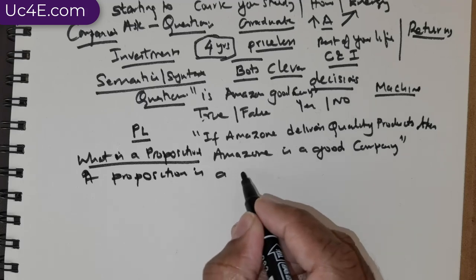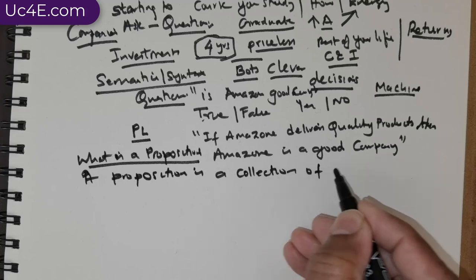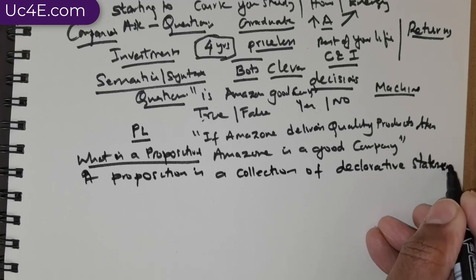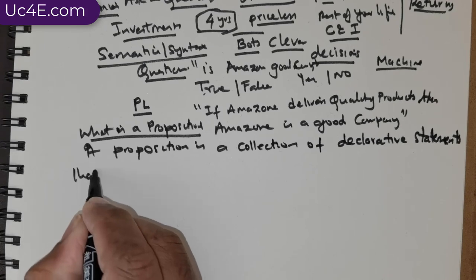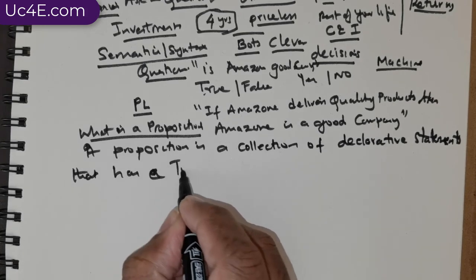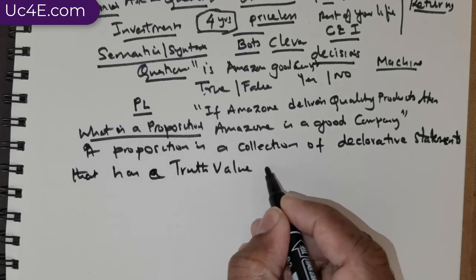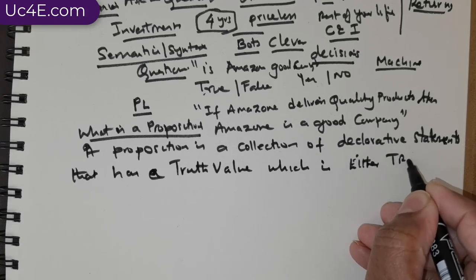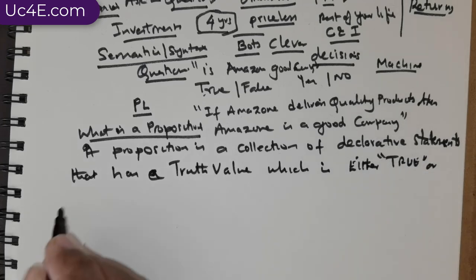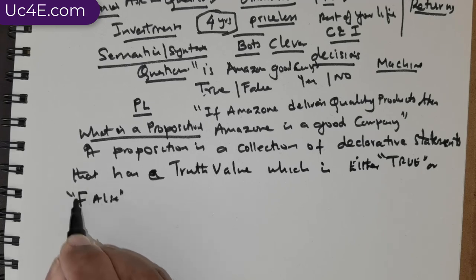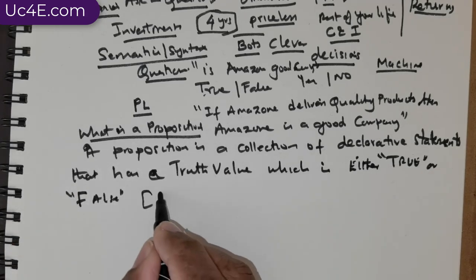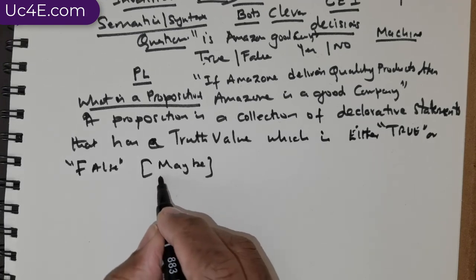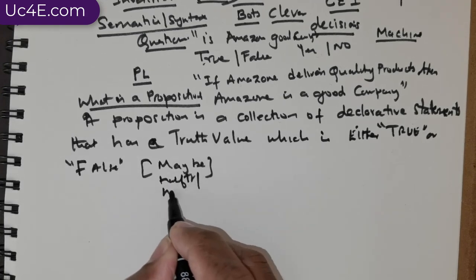So I'm just writing it as: a proposition is a collection of declarative statements that has a truth value, which is either true or false. So either it's true or false. There is no possibility of maybe, or even any possibility of half true and half false.